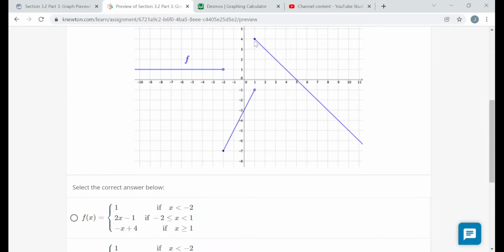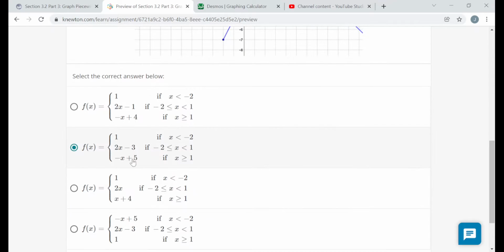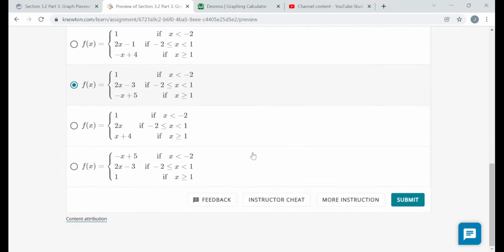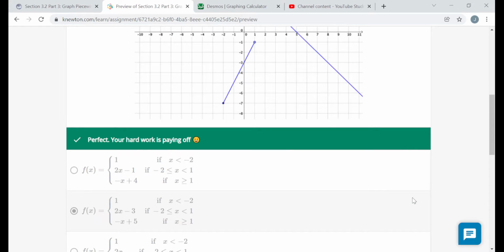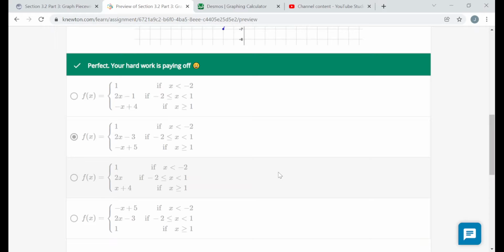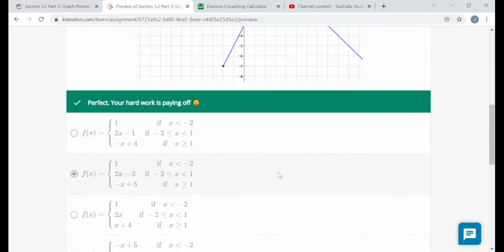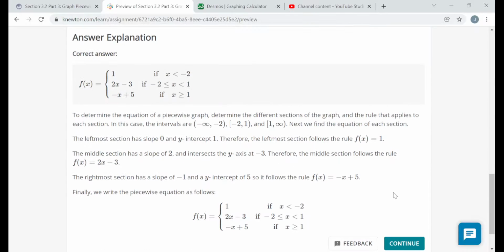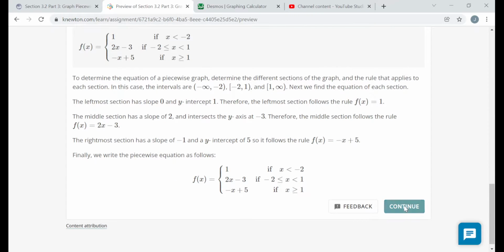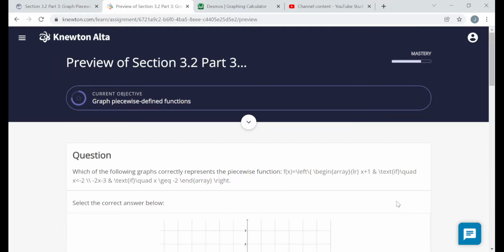It's a line with a slope of negative 1 from x is greater than or equal to 1. Yeah, that's the only one that works for all three pieces, this second option. And again, it should be this easy, I feel. And if you want to go through and graph each one of these by hand, graph them all on Desmos and see which one matches the one you're given, be my guest. It'll take a little longer, but that's a way to do it too. All right, then the final one here.